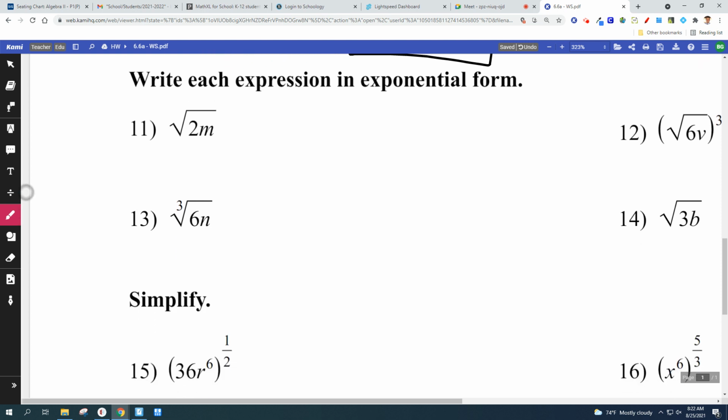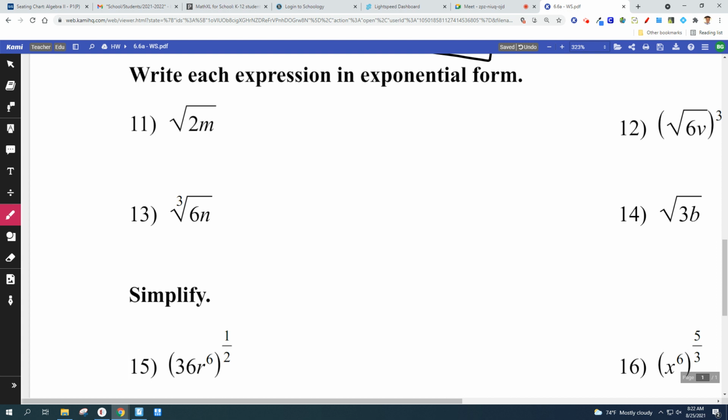So number 11, write in exponential form. This is a root index of 2. It's a square root, so it's a root index of 2. So all we have to do is say this thing to the 1/2 power. Remember, the root index is the denominator of the fraction.